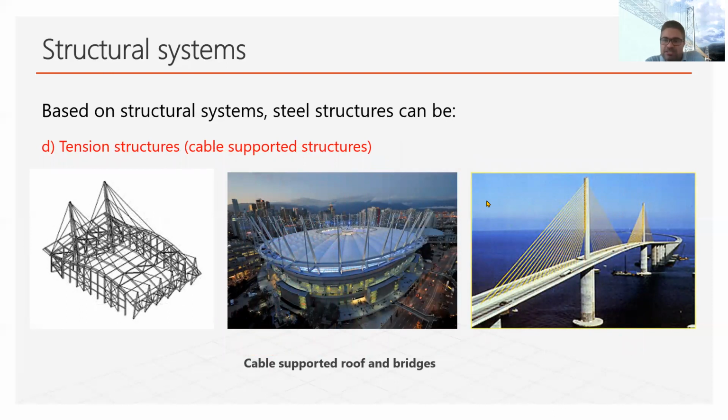Similarly, we have some other cable-supported, basically tensile, structures. In the first diagram you can see a cable-supported roof. In the second diagram you can see the cable-supported roof of a stadium, and in the third diagram there is a cable supporting the deck of a bridge where the traffic is running. The common factor in all the images is that cables are used to carry tensions generated due to the load on the structure.